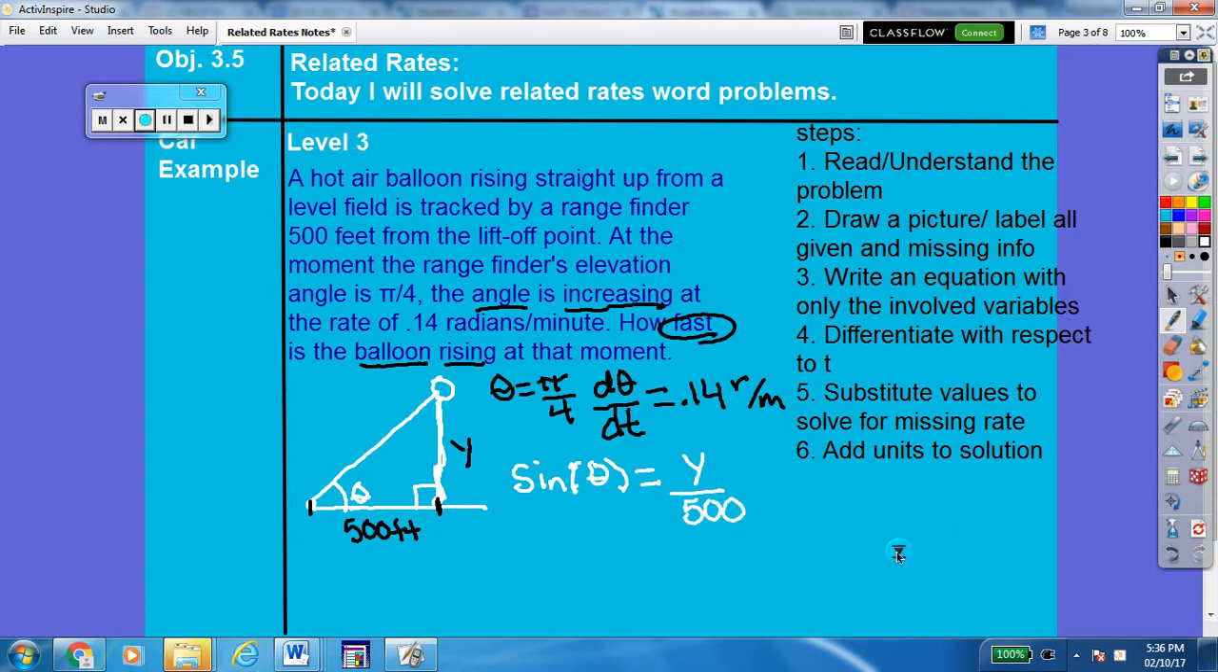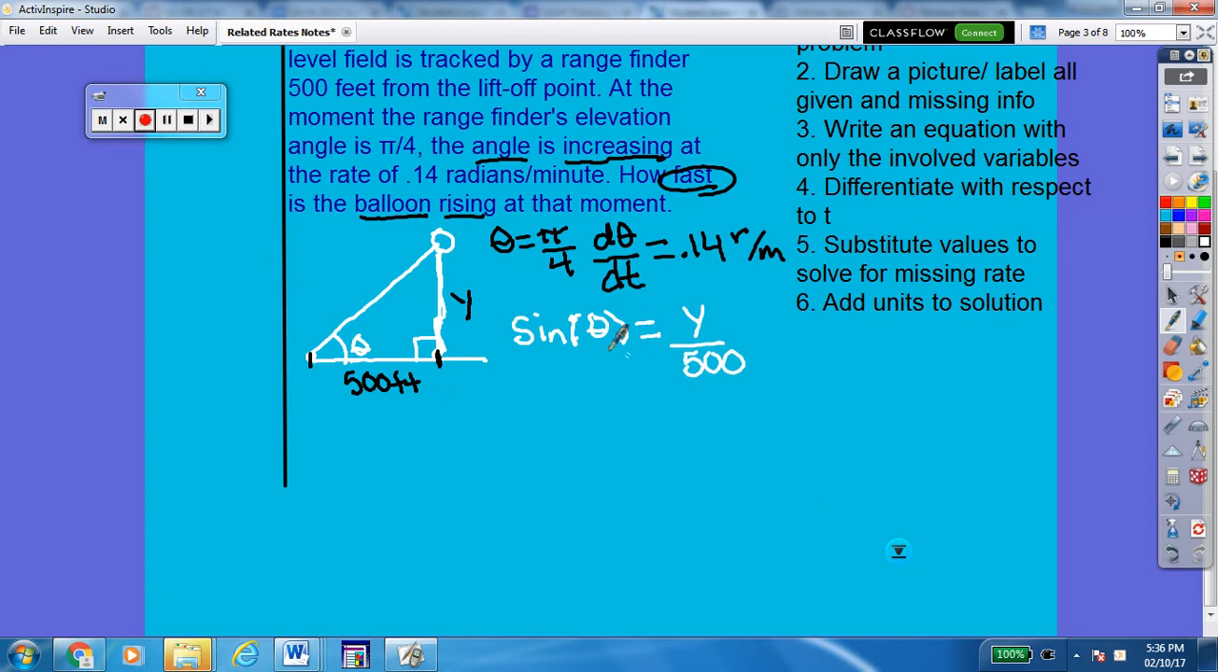Okay, I'm going to scroll down here a little bit. So this equation is true. It relates theta and y. That's good. We're at step 3 now.